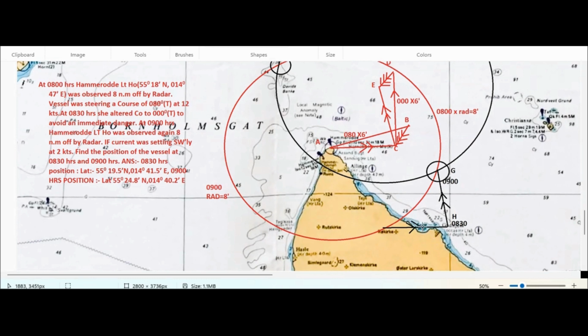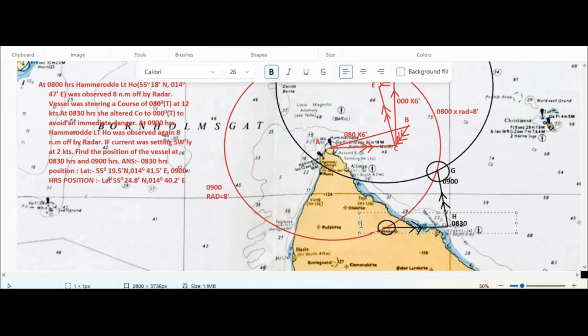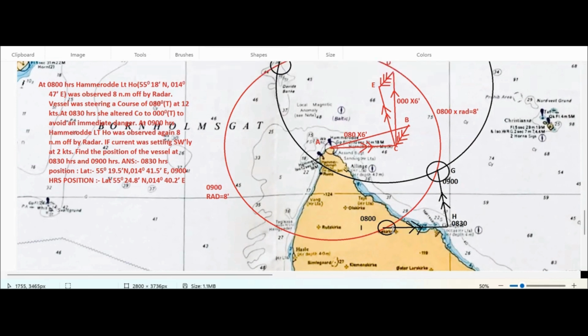I'm drawing back and we'll be getting a position on the red circle, but this point is on top of the land. This will be your 8 o'clock. The vessel cannot be on top of the land. That means the 8 o'clock position, what I am showing, is not possible. Suppose this is your I. The vessel cannot be on top of the land. That means I is cancelled, so the 9 o'clock position is also cancelled. If the position at 9 o'clock, then the 8 o'clock comes on the land.